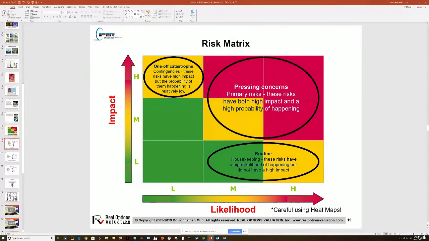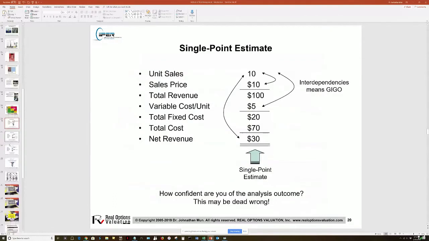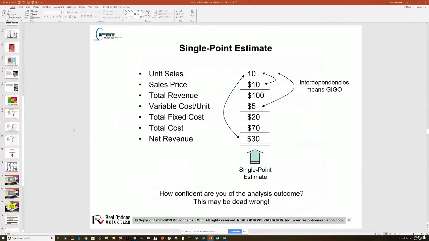So, historically, again, we've been using things like single point estimates. So we've got $10 and unit sales. You sell a pen, it's a $10 pen, and you sell 10 units, it's $100, and you take off all your costs, and your net revenue is $30, for example, just to simplify. We call that a single point estimate.